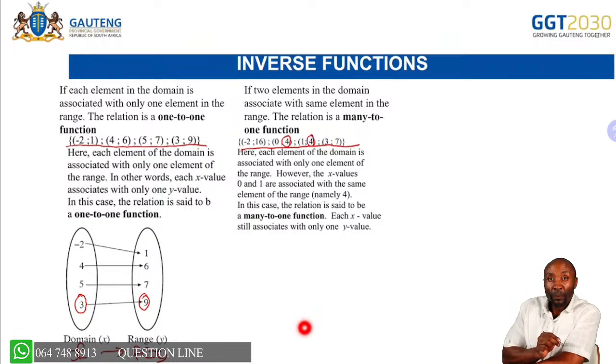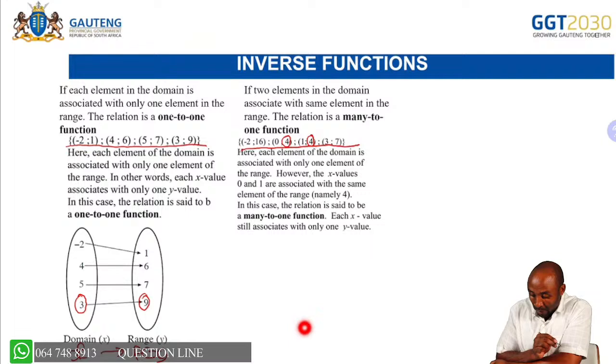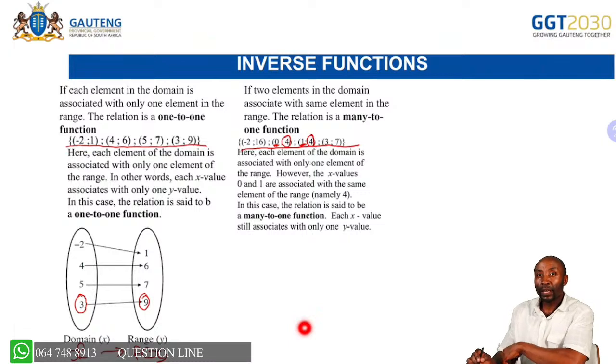There is an abnormality there. We are having two x values that are associated with only one y value there. Hence, it's a many-to-one. When our x is 0, our y is 4. When our x is 1, our y is also 4. So both different x values are associating with one y value.